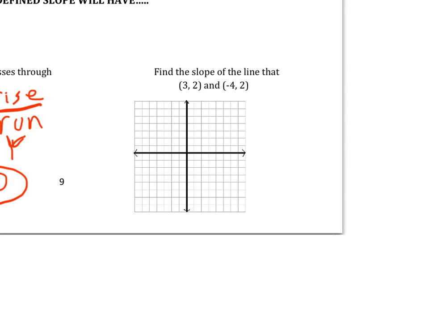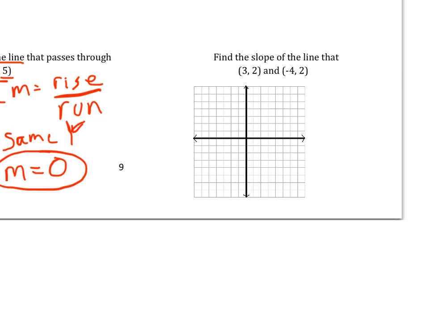Okay, let's look at this one. Same thing, right? What do we notice right away? It says find the slope. Okay, y values are the same, so what does that tell us? That tells us it is going to be a horizontal line, meaning the slope is 0.